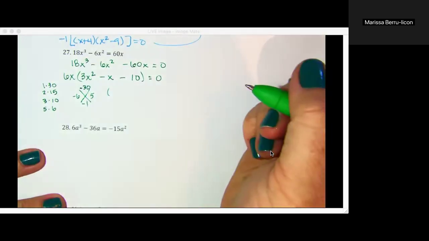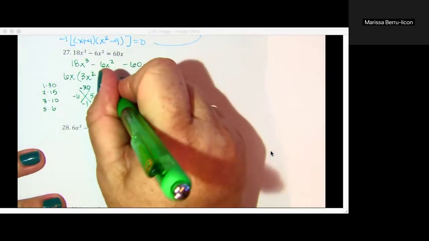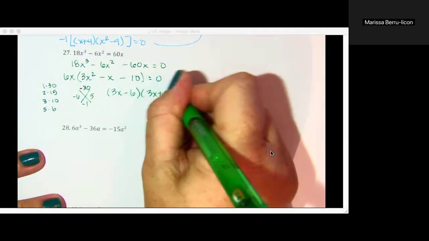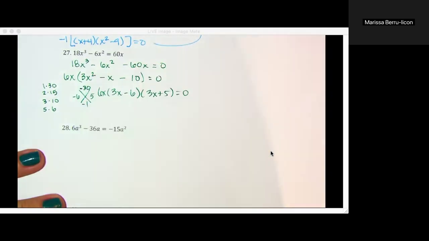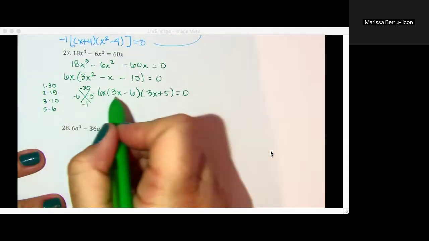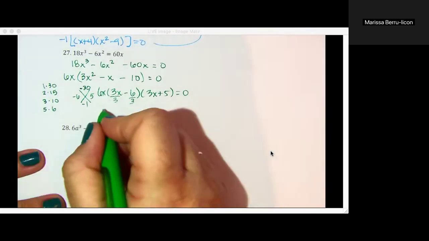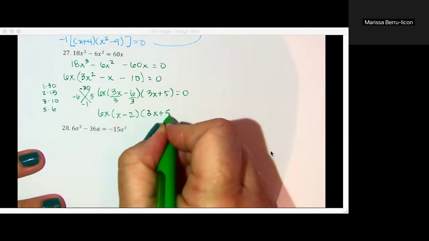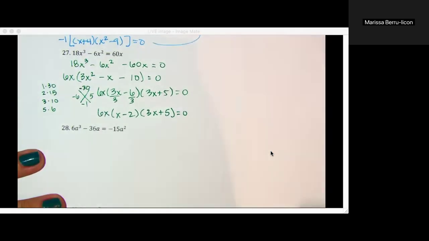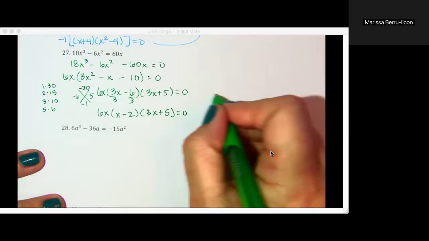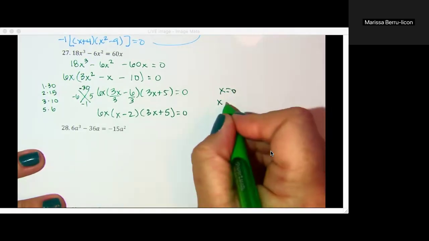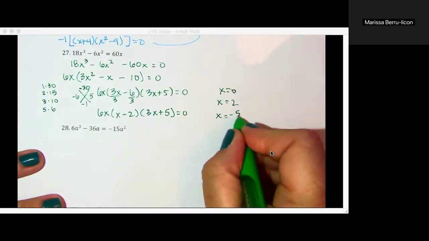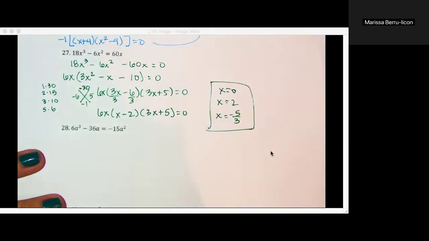So this next step, again, we call taking out the trash. So 3x, my a value, minus 6, and 3x plus 5 equals 0. And I have that 6x out front still. That was my GCF. And here is my trash. That 3 shouldn't be there. So 6x times (x - 2) and (3x + 5) equals 0. And I get x equals 0 from here. I get x equals 2. And x equals -5/3. And those are my 3 solutions.